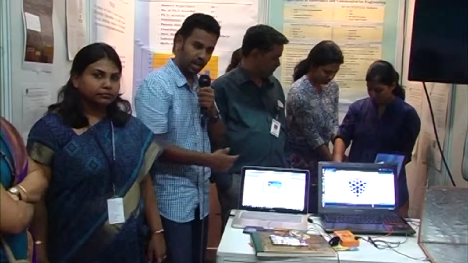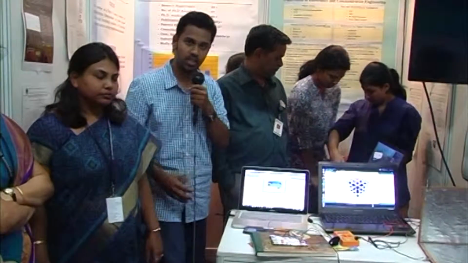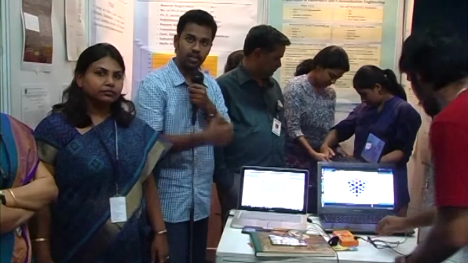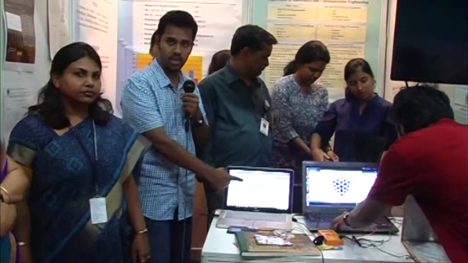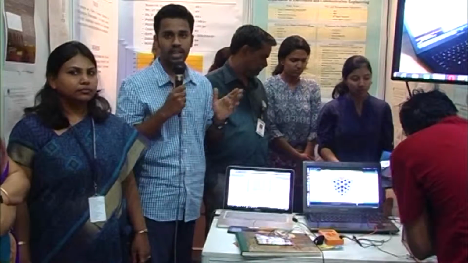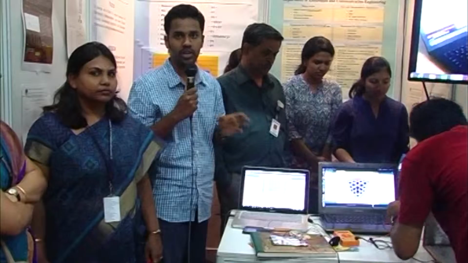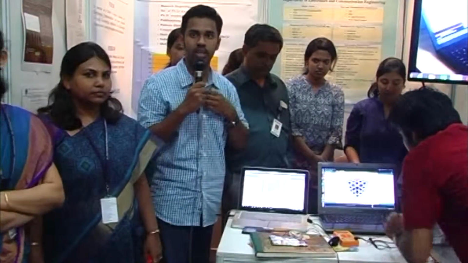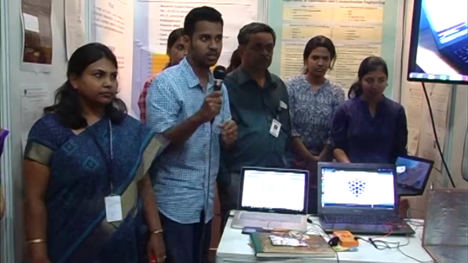Consider, for example, that I am sending such an image to the receiver. At the receiver end, the person receives this image, and knowing the algorithm which the sender has encoded in, the receiver can retrieve back the image. The next project is called 3D hand tracking interface, which will be explained by Vandan.